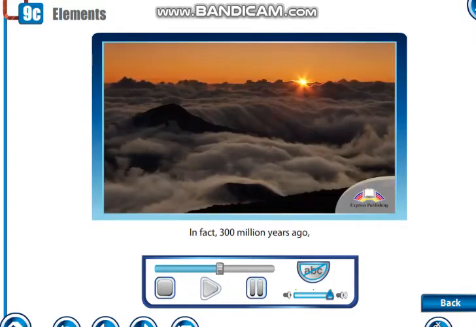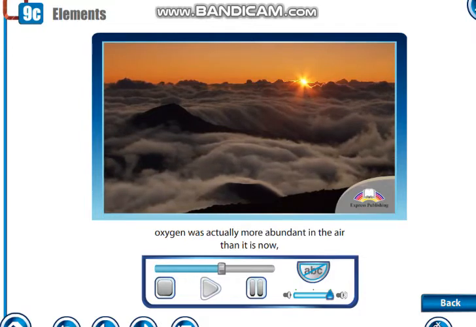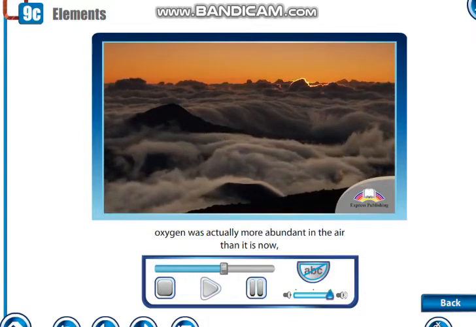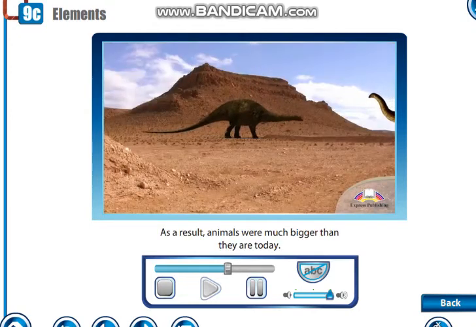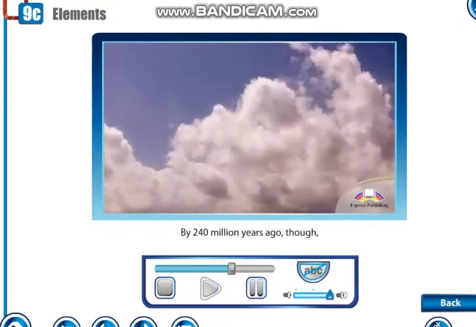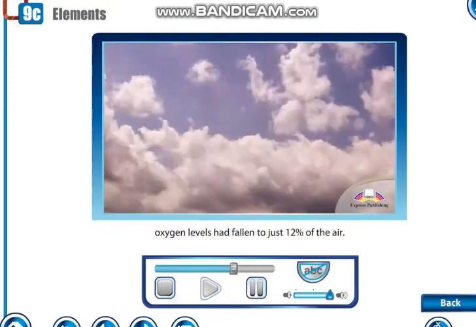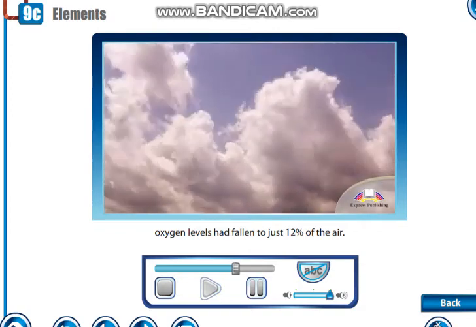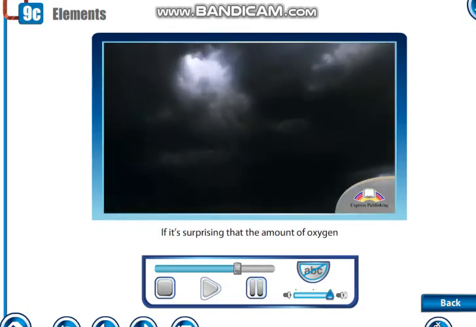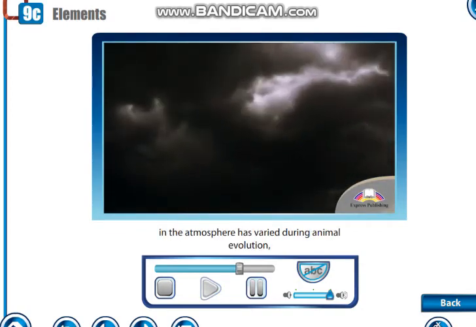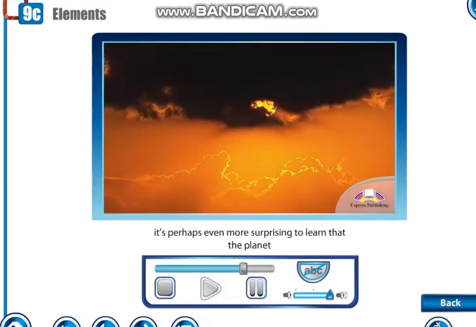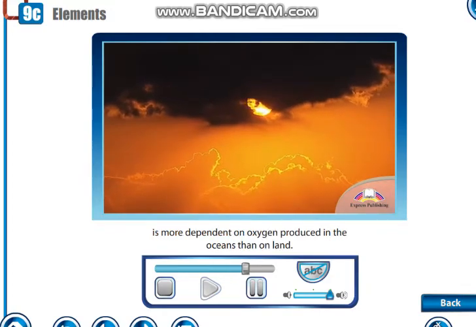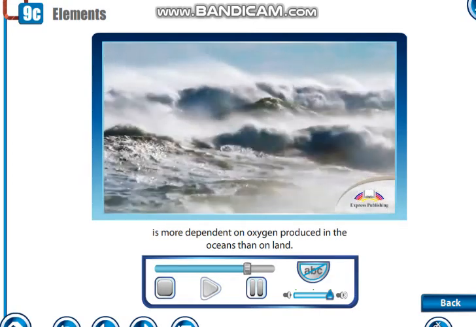In fact, 300 million years ago, oxygen was actually more abundant in the air than it is now, making up 50% of it. As a result, animals were much bigger than they are today. By 240 million years ago, though, oxygen levels had fallen to just 12% of the air. If it's surprising that the amount of oxygen in the atmosphere has varied during animal evolution, it's perhaps even more surprising to learn that the planet is more dependent on oxygen produced in the oceans than on land.